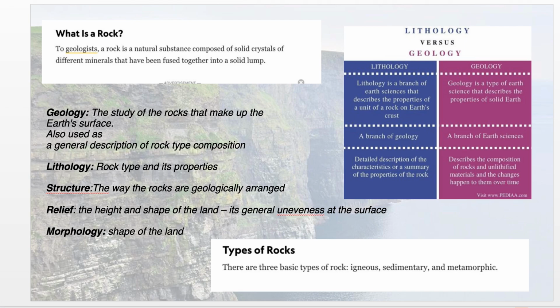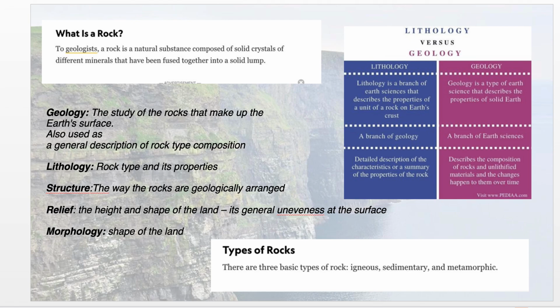The word lithology is more detailed than geology, and that really describes a rock type and the properties that go along with that. There are three main rock types which we'll talk about in a moment, but there are many varieties within that, and the properties associated with those rock types vary depending on how compacted the material is and other factors like that.